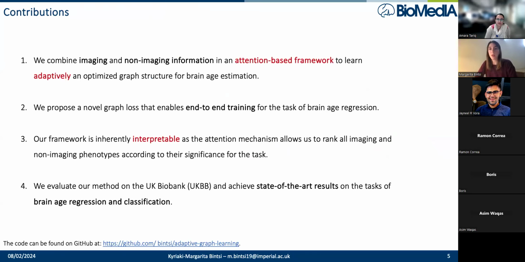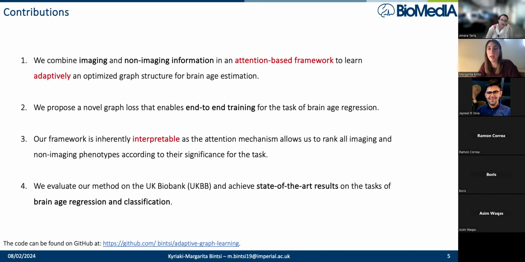For this reason, in this work, we decided to work on adaptive graph learning and learn an optimized graph structure for brain age estimation. And we used an attention-based framework to do so. We used the graph laws that allow us to train end-to-end both the optimized graph structure and the GNN structure. And by using the attention scores, we were also able to create an interpretable graph in a way that I will explain later in the talk.